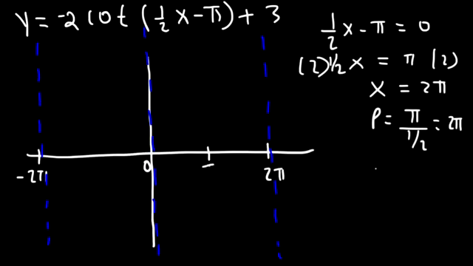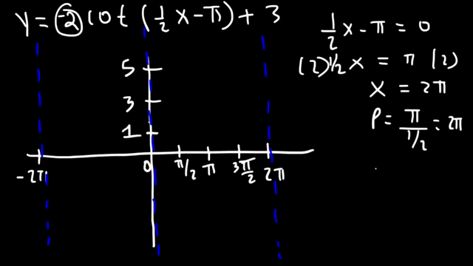Between 0 and 2 pi, the center is going to be pi, and these are the points: pi over 2 and 3 pi over 2. Now the graph has been shifted 3 units up, and the amplitude is 2. So let's go up 2 units, which will take us to 5, and down 2 units, which will take us to 1. So at the center, at pi, it's going to be at the center line, which is 3.